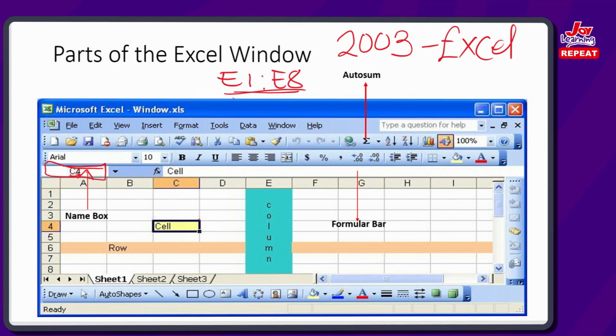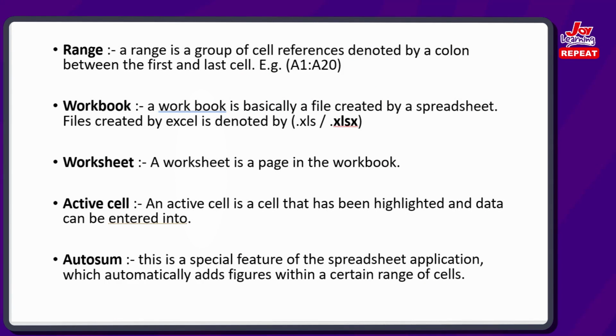So let's go back. Then we have what we call the workbook. Now, workbook is very simple. A workbook is basically a file created by a spreadsheet. So when you have created a document using Excel, whatever file you have created is what we call the workbook. Now, within the workbook, we have sheets. That is why we came up with worksheets. So the page on which you are working currently, when you open an Excel page, becomes what we call your worksheet. A worksheet is a page in a workbook.